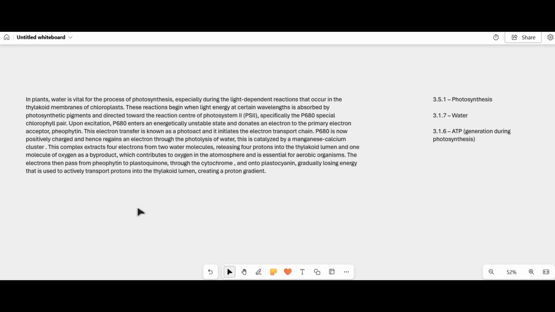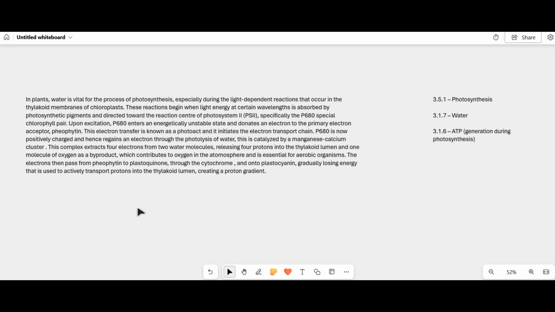Again, you would know this if you just go a little bit more into photosynthesis. This electron transfer is known as a photoact. So that's the first electron transfer, that direct excitation, we call that a photoact, and it initiates the electron transport chain. P680 is now positively charged and hence regains an electron through photolysis of water.